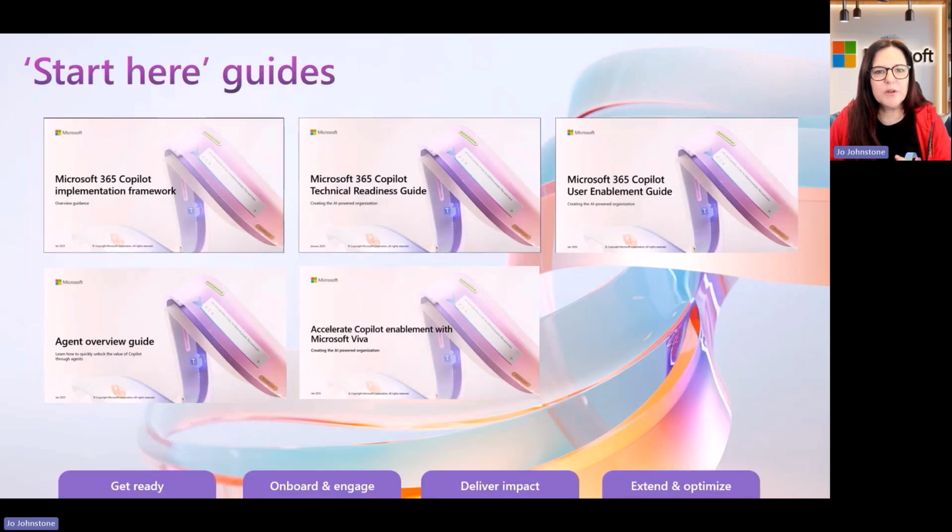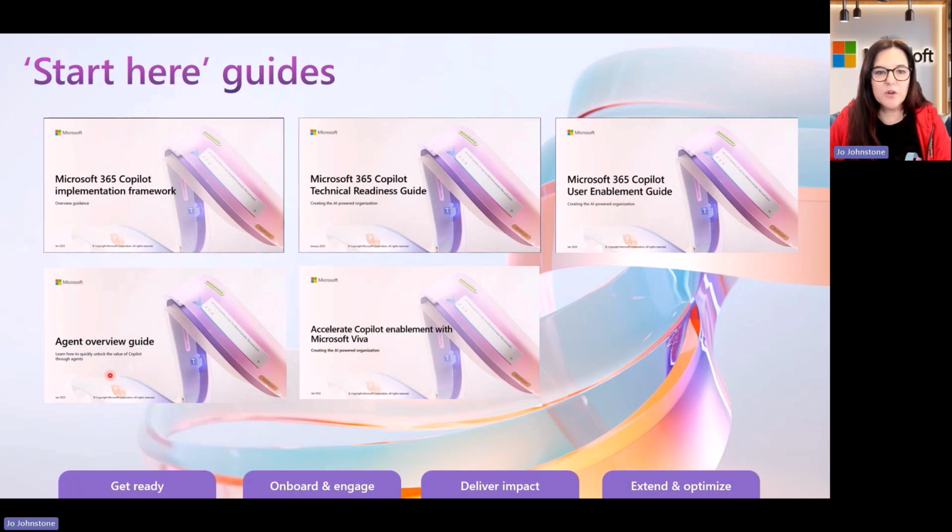There are a number of really good guides out there. You've got the guide on helping you implement. So this is what is Copilot, and I'm going to click and show you through this in a second. We've got the tech readiness guide. What do you need to do to think about security and data? User enablement. This is a great guide, and this is definitely my go-to. I'm going to show you why that is in a second.